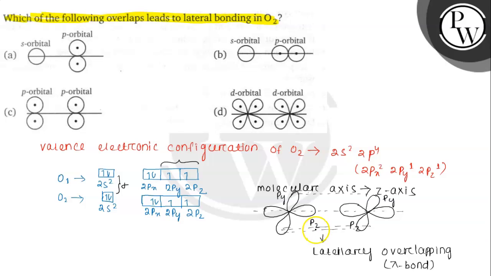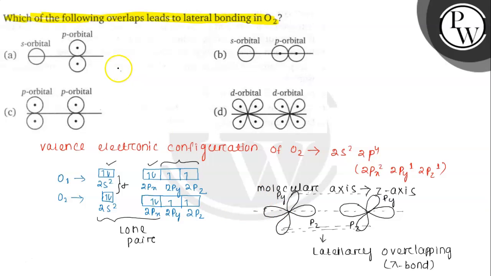So in oxygen, two oxygen atoms are connected by two covalent bonds, that is a double bond, and the other two pairs of electrons present in the 2s and 2px orbitals do not take part in bonding and remain as lone pairs on the respective oxygen atoms. 2pz forms a sigma bond, and 2py orbitals overlap laterally and form a pi bond.